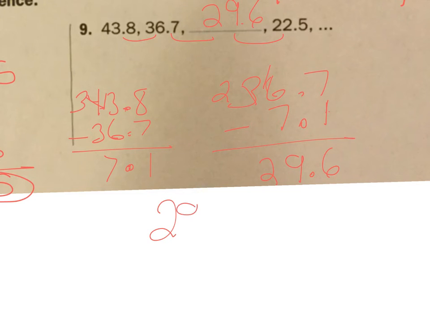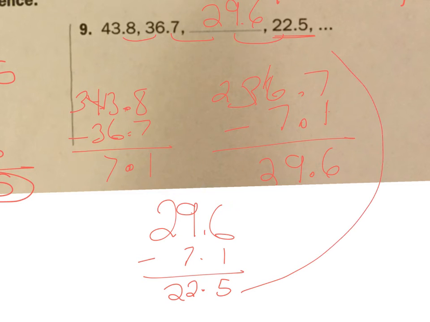So I'm going to take my 29.6 and subtract another 7.1. This should get me this 22.5. Let's try it. 6 minus 1 is 5. Bring down my decimal. 9 minus 7 is 2. And bring my 2, which is the same as that. So 29.6 is correct.